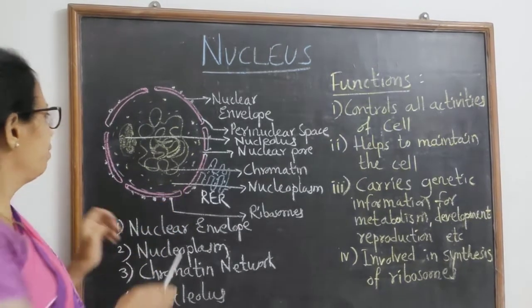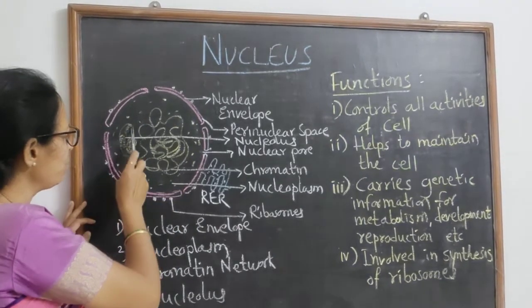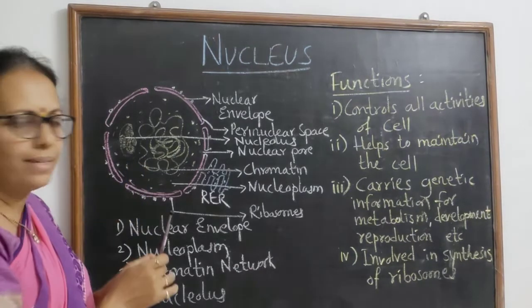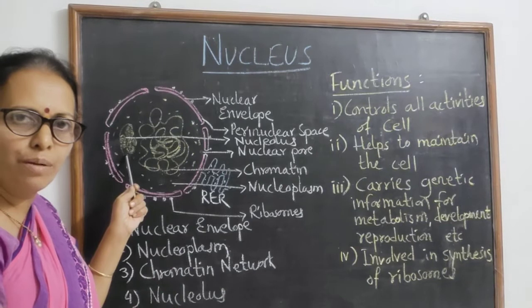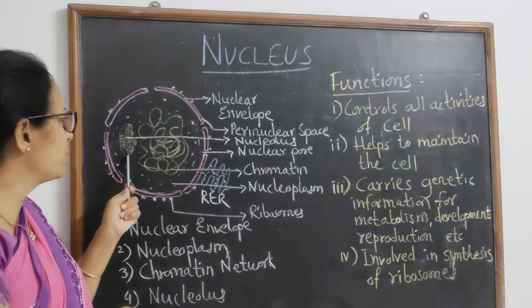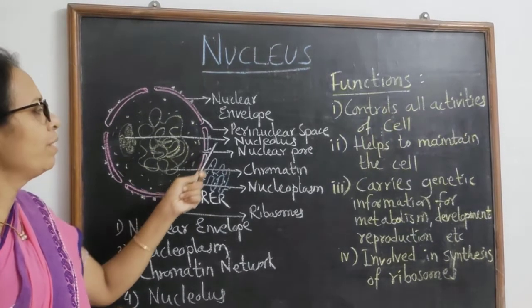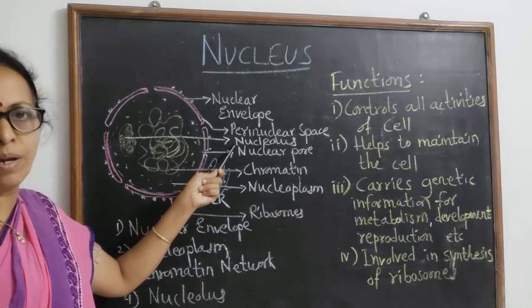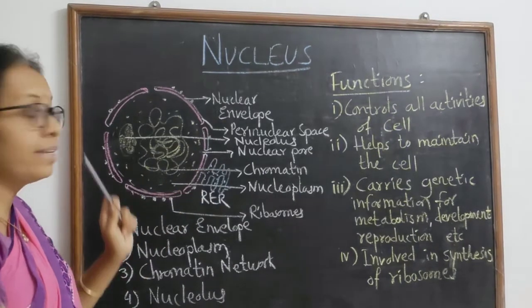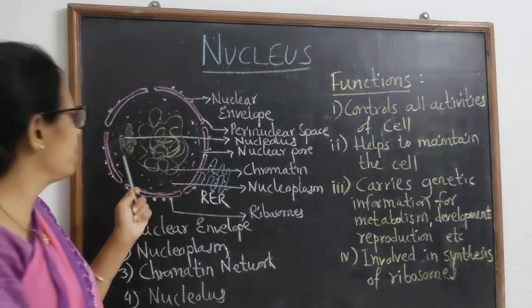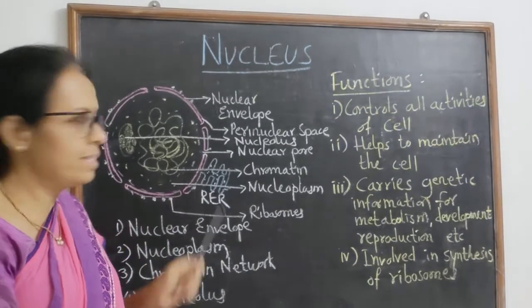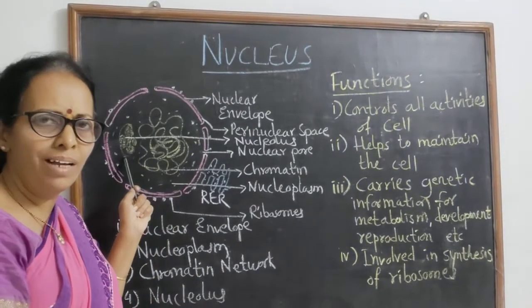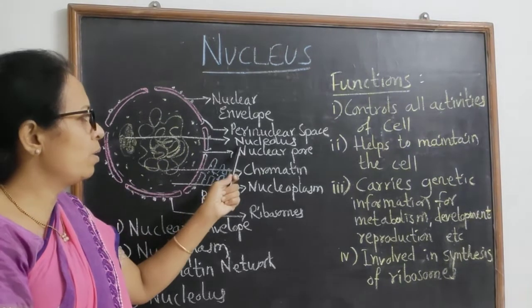Here one more structure we observe, the darkly stained body present over here. We call it the nucleolus, and this region, which is rich in ribonucleoproteins, is involved in the formation of ribosomes. That is the nucleolus.